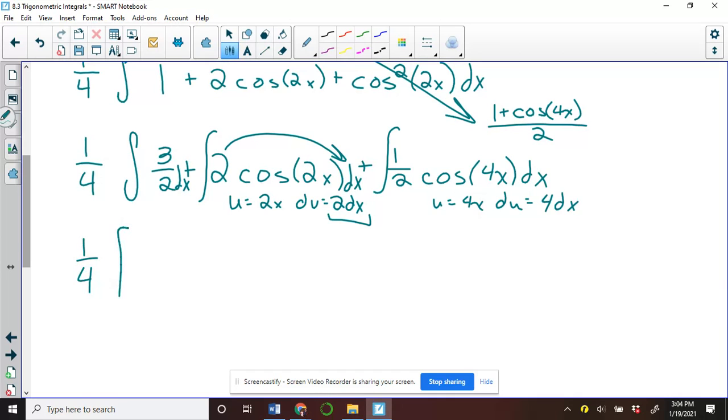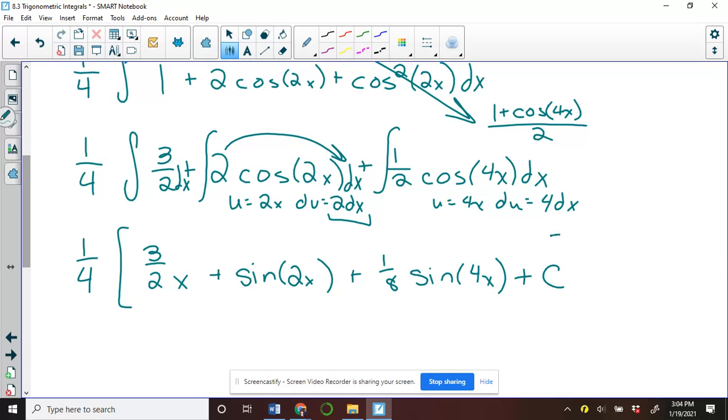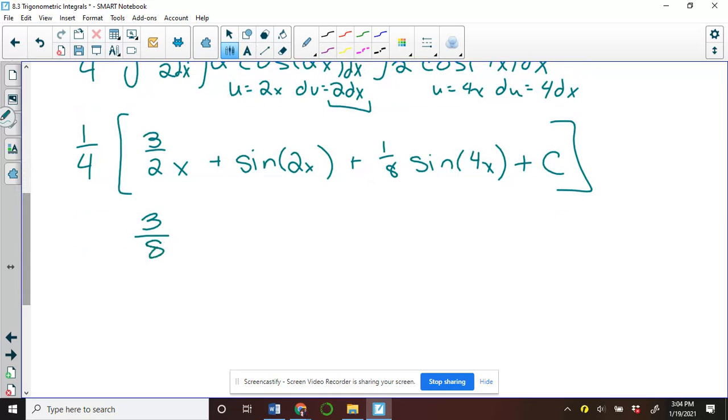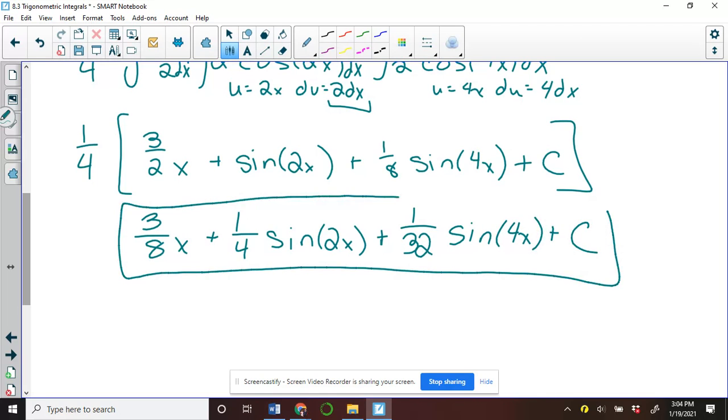So we have 1/4 times the quantity of 3/2 x plus sine of 2x plus, and we do need to balance a 1/4. So we will have 1/2 times 1/4, or 1/8 sine of 4x plus c, and we distribute. So that's 3/8 x plus 1/4 sine 2x plus 1 over 32. Sorry, that was bad handwriting, of 4x plus the unknown constant of c that's not affected by distribution of a constant. Hopefully this makes sense. If you have any questions about this, please reach out to me and I will help in any way I can.